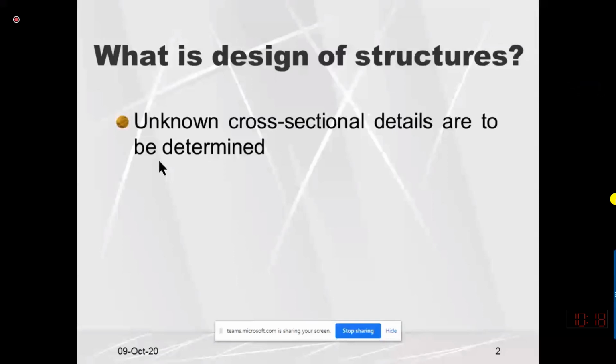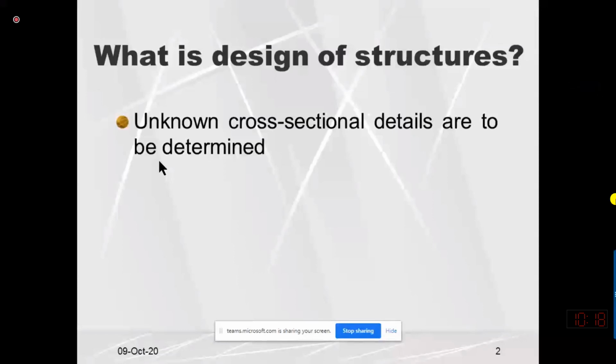From the estimated load and from the span of the beam, I will carry out the analysis, and from the analysis I can determine the maximum shear stresses and maximum bending stresses which are being produced. And then what is the unknown? The unknown is the cross section area of that member. I want to select a minimum cross section of that element in such a way that all the applied stresses must be less than or equal to the material strength. I will compare the material strength against the applied stress.